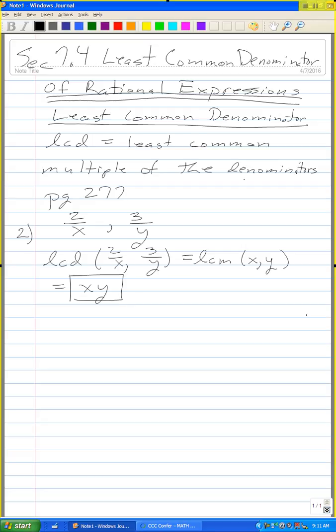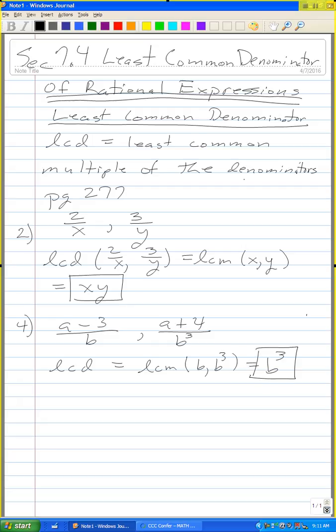Let me do problem number 4. A minus 3 over b, a plus 4 over b cubed. So the least common denominator in this case, I have b and b cubed. And so the least common denominator is just, in this case, since the highest power of b is b cubed, then the least common denominator is b cubed.